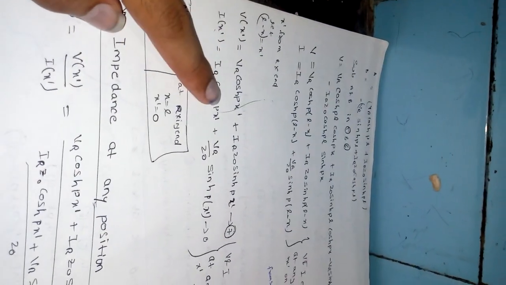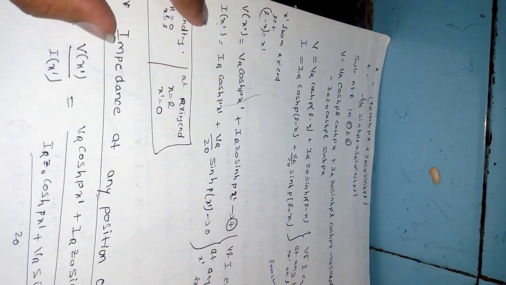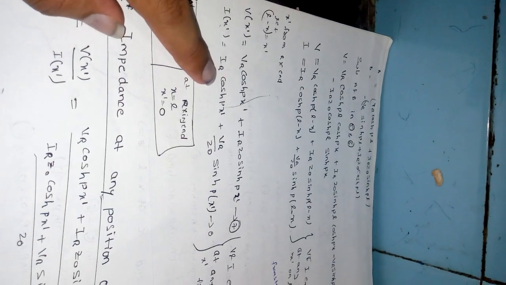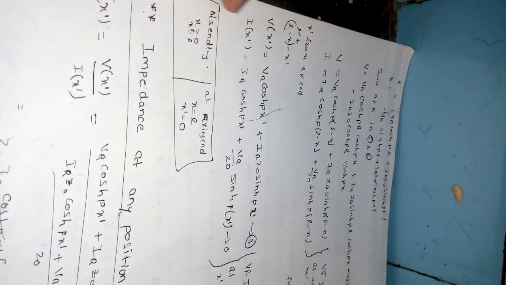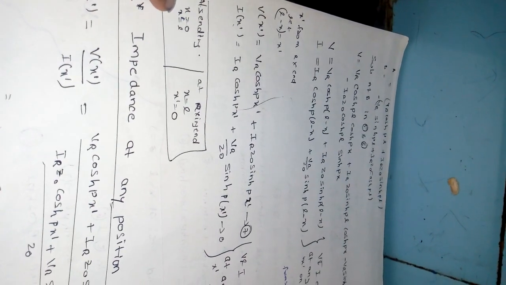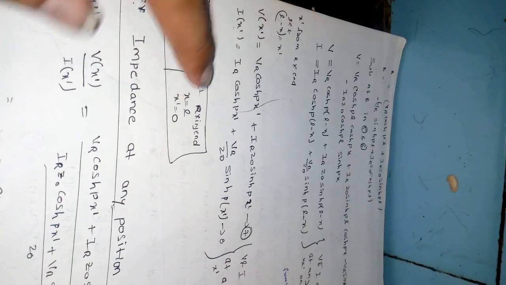Substituting L minus x as x dash, where x dash is from the receiving end, the voltage and current equations at any position x dash from the receiving end are: V at x dash equals VR cosh P x dash plus IR Z0 sinh P x dash. I at x dash equals IR cosh P x dash plus VR by Z0 sinh P x dash. At the sending end x equals 0 and x dash equals L. At the receiving end x equals L and x dash equals 0.